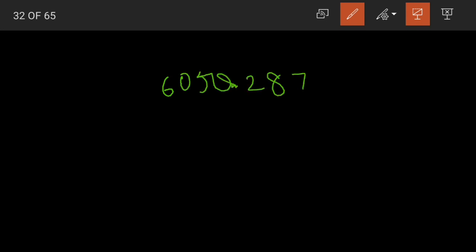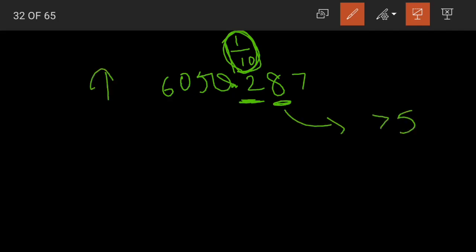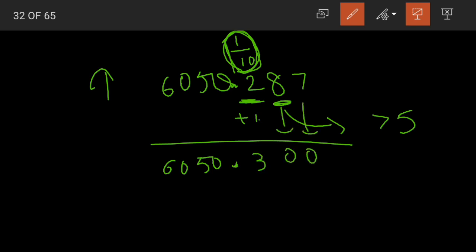6050.287. We have to round it off to the nearest tenth. That is, we have to round off to the nearest 1/10th place. So we should look at the digit in 100th place. What is it? It is 8, that is greater than 5. So we have to round up. Yes, adding 1 here. 6050 as it is. 2 plus 1 becomes 3. And then the remaining digits become zeros. Yes children, again don't forget to place the decimal point here as given in the question. What is our answer now?